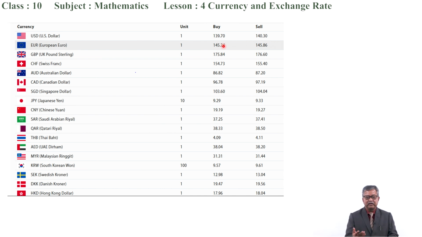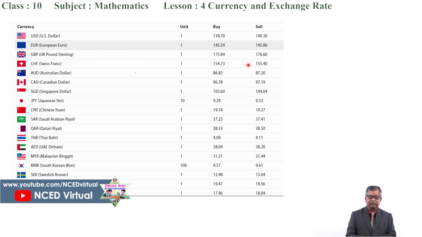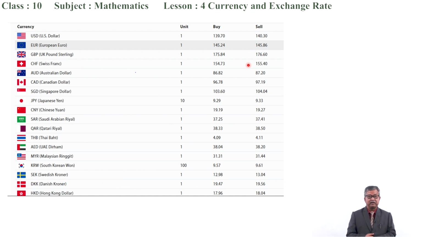So what can we say here? Yes, for every country the buying rate and selling rate are given, which is published by Nepal Rastra Bank in our nation. Similarly in other countries also, this exchange rate is published by the Reserve Bank of that country.